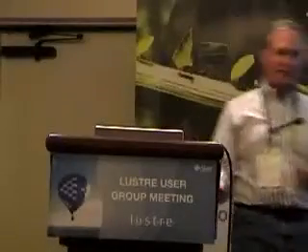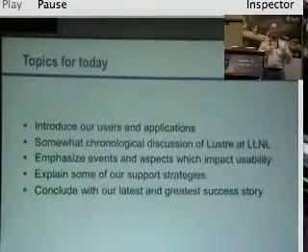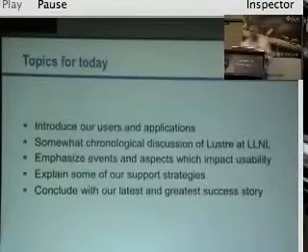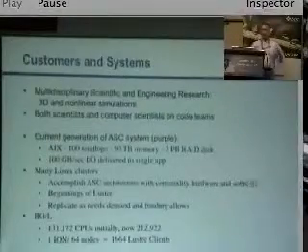So my role in the Lustre project is sort of twofold. One is to act as sort of a proxy for our end user community back to our local Lustre project and to CFS and Sun. And the other role is basically as a user consultant to the end users.